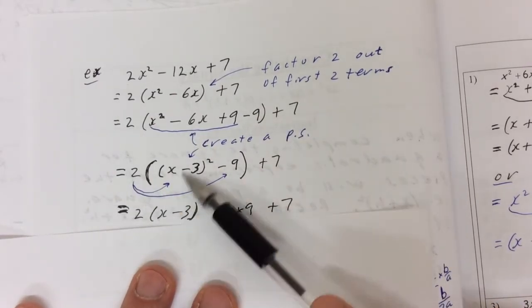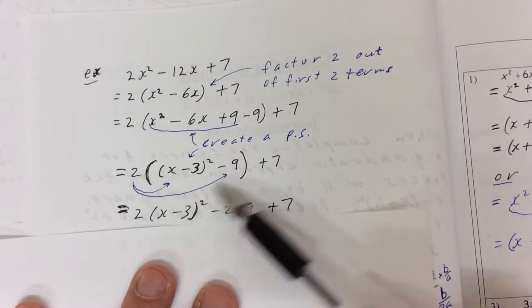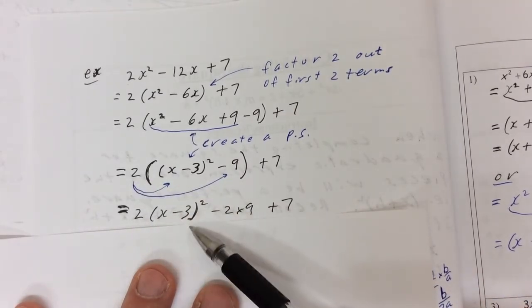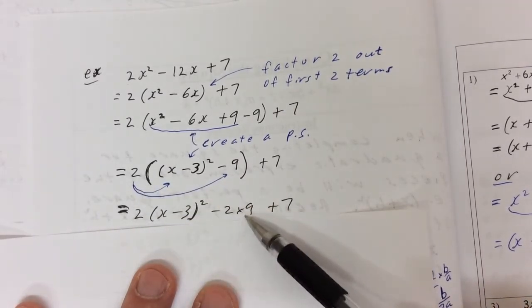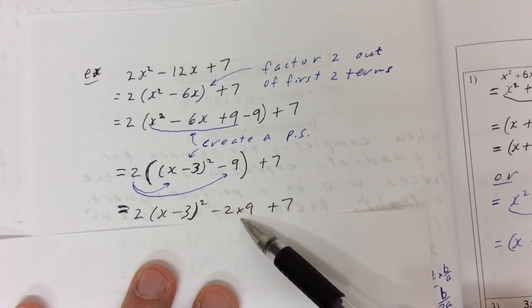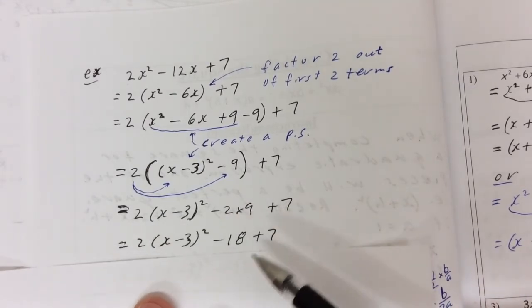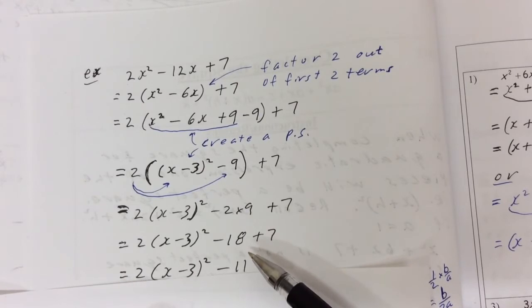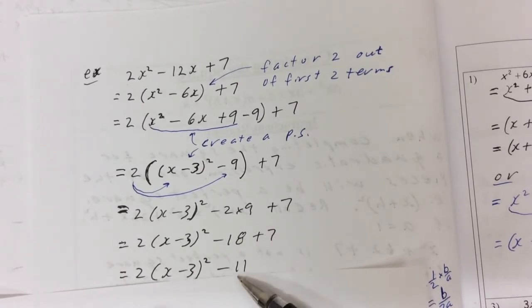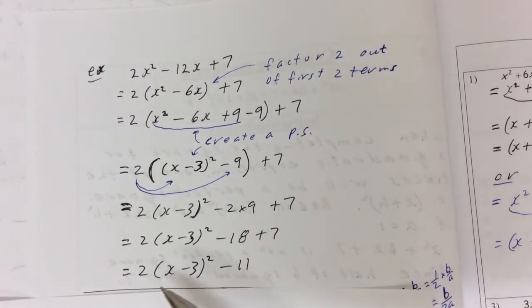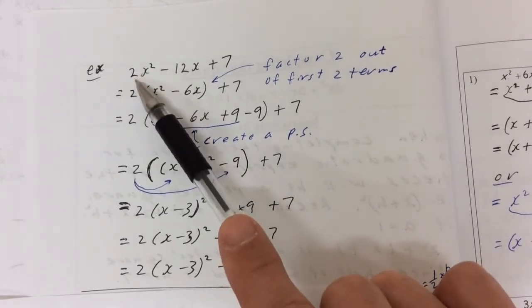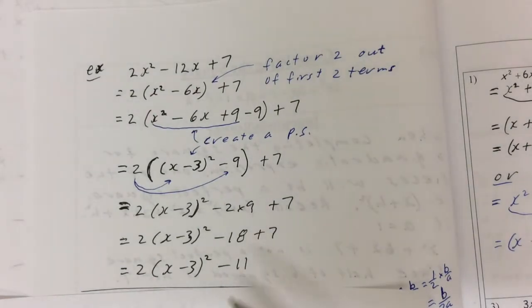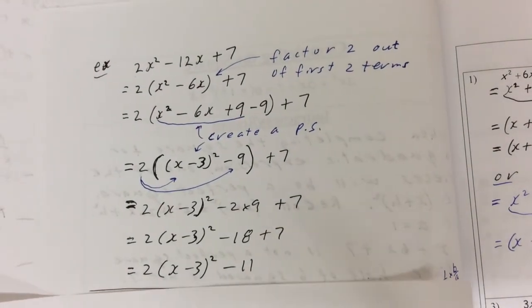Now you have to multiply that 2 in. 2 into each part, so you're going to distribute it in. So 2 times the x minus 3 squared is here, and then 2 times the negative 9. You still keep simplifying, get negative 18 for the 2 times negative 9. And then put those together and you get minus 11. And now you've completed the square for something that has not 1 in front of the x squared. So that is that one.